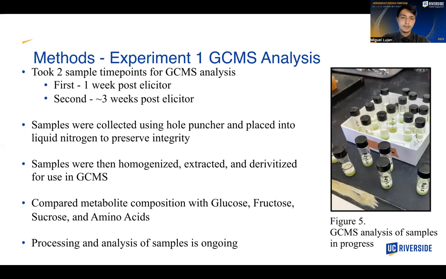So the figure on the right is a picture of some of the samples in the process of extraction with the GCMS.